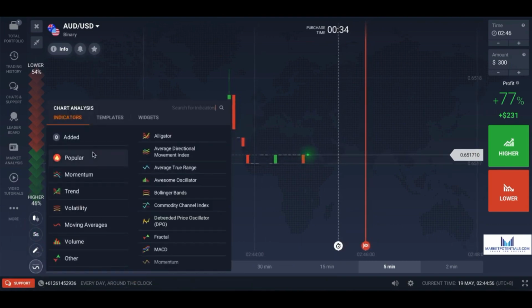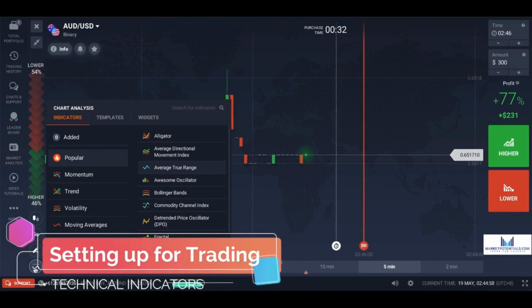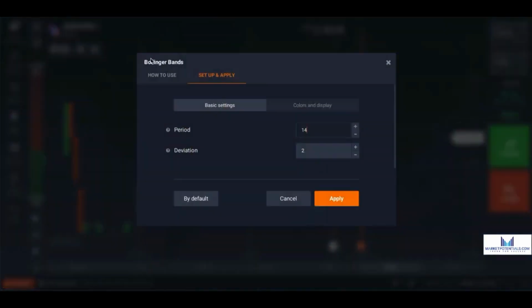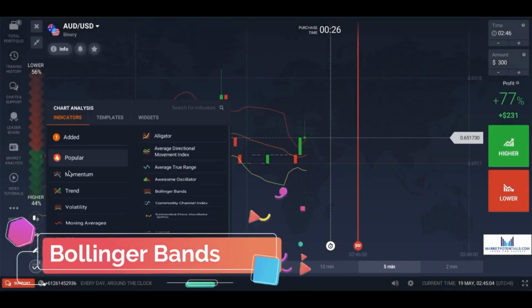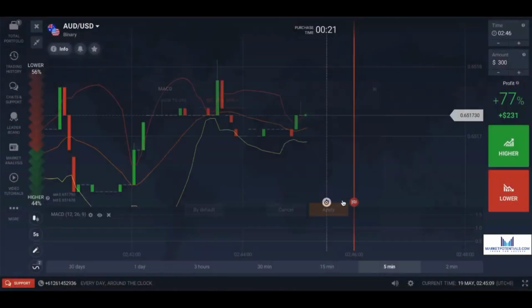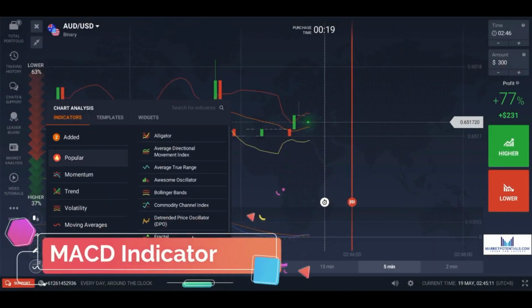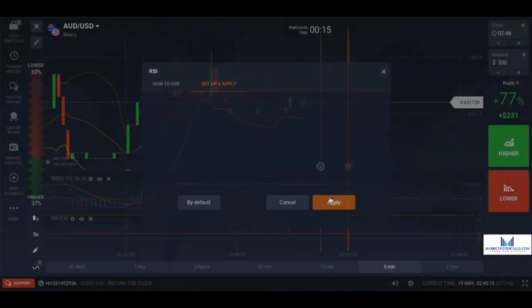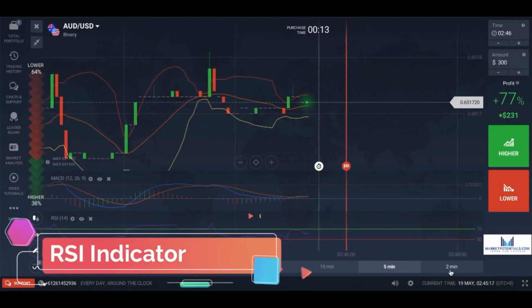You want to set up your indicators, which is what I'm doing. So just bring your mouse down here to the indicators, popular section, and punch in Bollinger Bands. That's the first thing I want. The second thing I want, same in the popular section, is the MACD, moving average convergence divergence. I'll talk about that in a while. The third is the RSI, or the relative strength indicator.